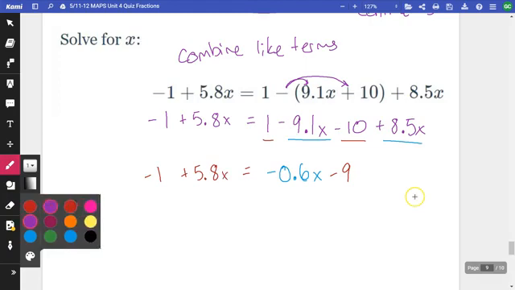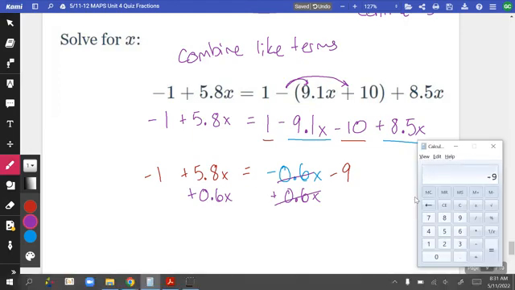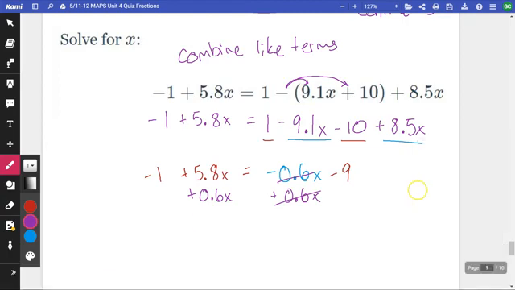5.8x. Now we need to combine like terms again to put our variables together. So we want this to move over to the left side. How do we do that? Well, what's the opposite of negative 0.6x? It's plus 0.6x. So we add 0.6x on both sides, and those cancel out. 5.8x plus 0.6x. How much is that? 5.8 plus 0.6, you get 6.4. 6.4x. Plus negative 1 equals negative 9.